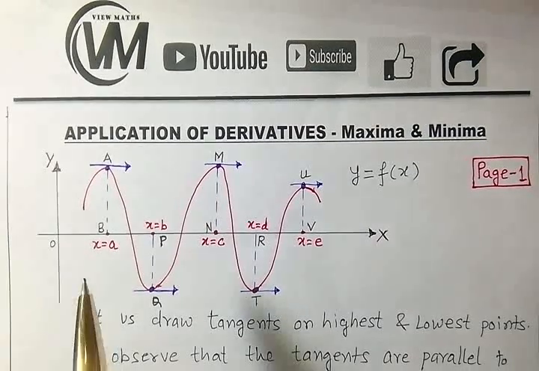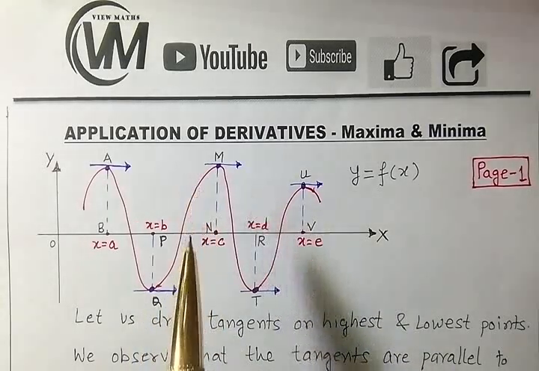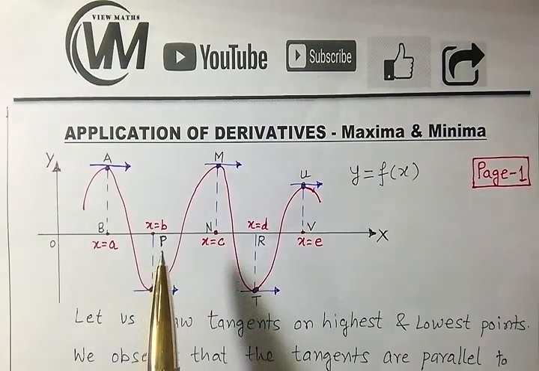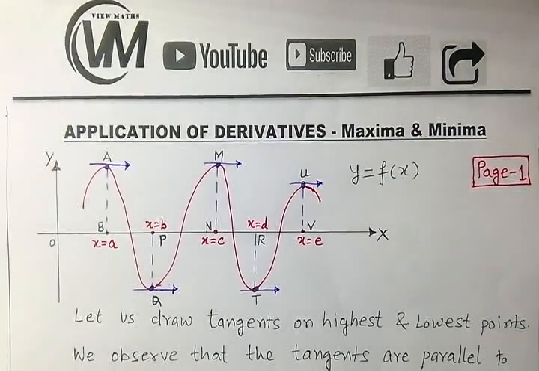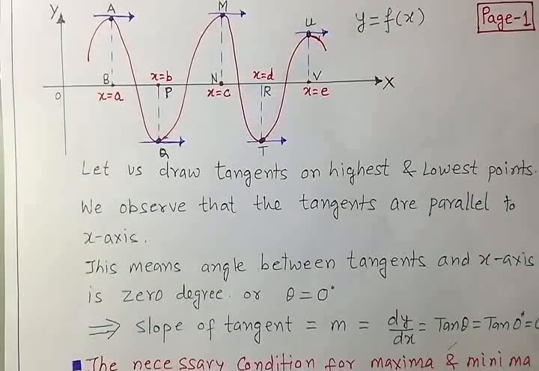So these points A, Q, M, T, U are the highest and the lowest points where the tangent is drawn and is parallel to the x-axis. Now we are deriving an important condition from there. The angle between the tangent and the straight line is 0. Okay. Let us move down and see.